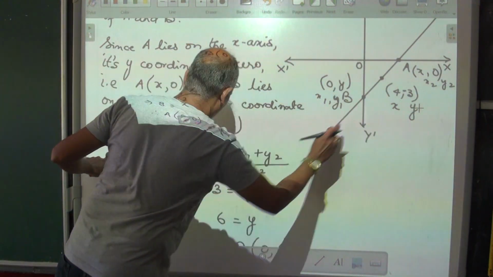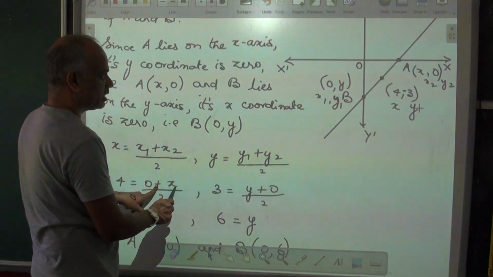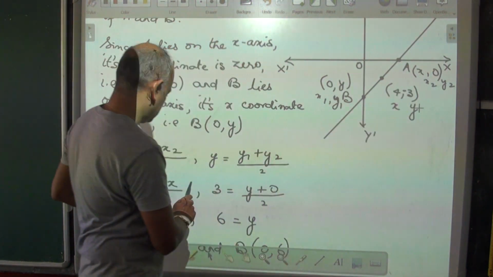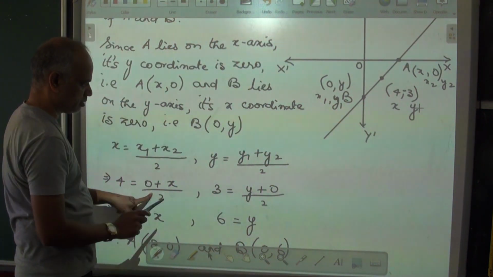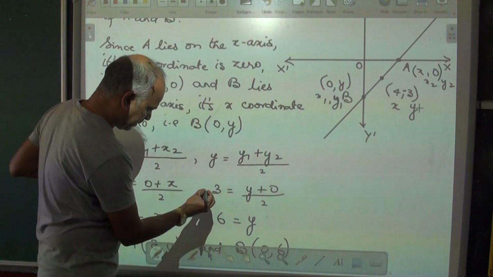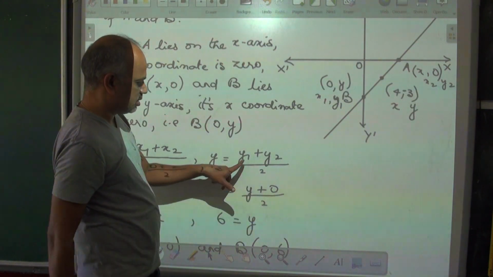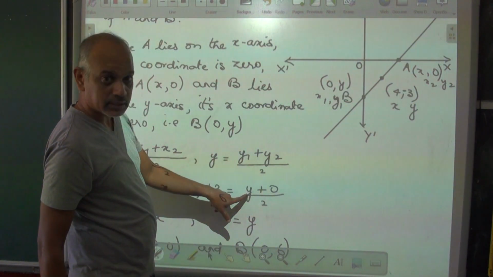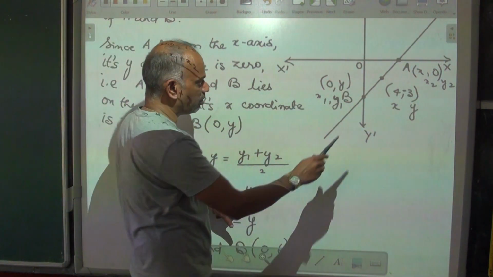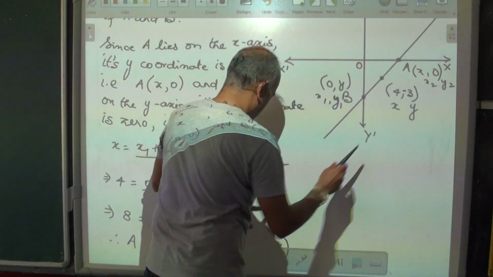The x value is here, that's 4, equal to x1 which is 0, plus x2 which is x, divided by 2. The y value is -3, equal to y1 which is y itself, and y2 is 0, divided by 2.